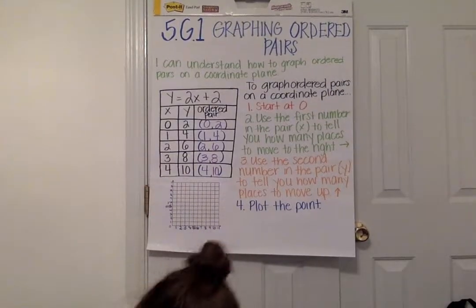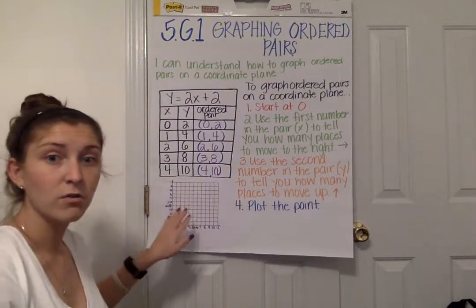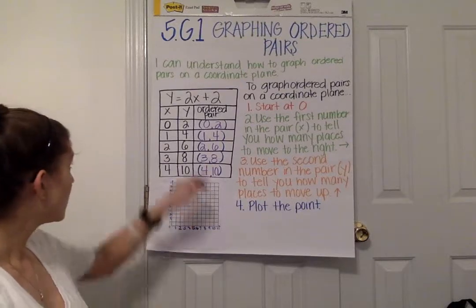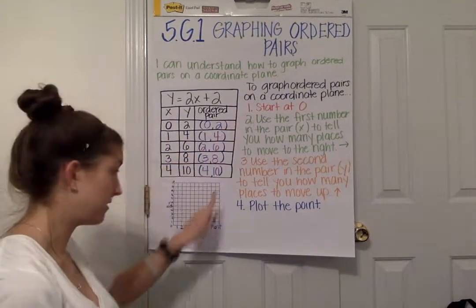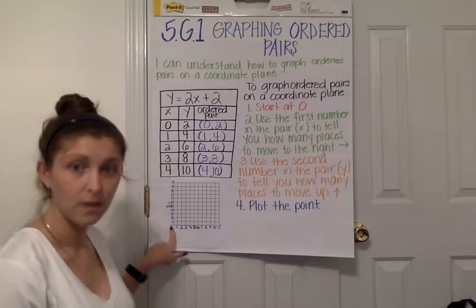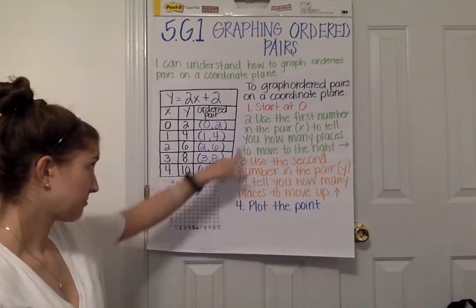I'm going to use the ordered pairs that I've made over here in order to plot my points. And we read over here that our first direction was to start at 0. So I know that right here at this corner is my starting place. And that's very important. We have to know where we're starting at.